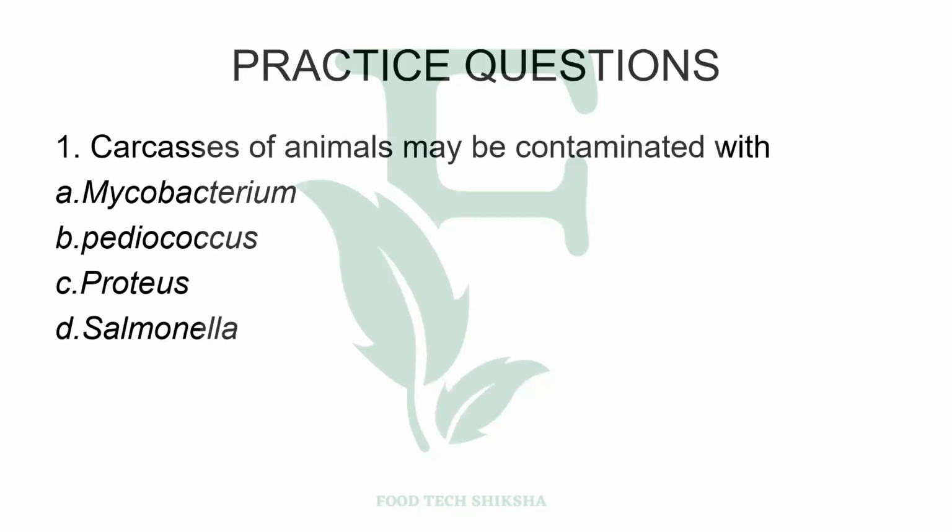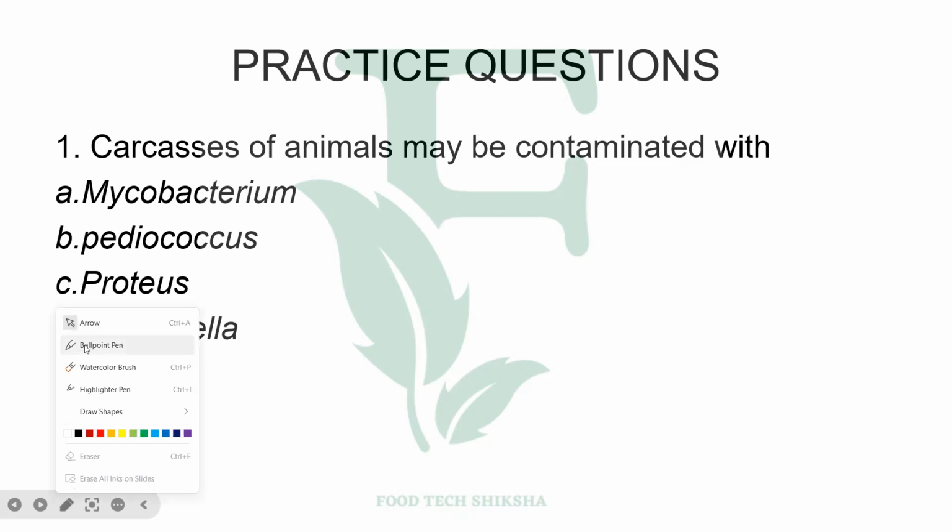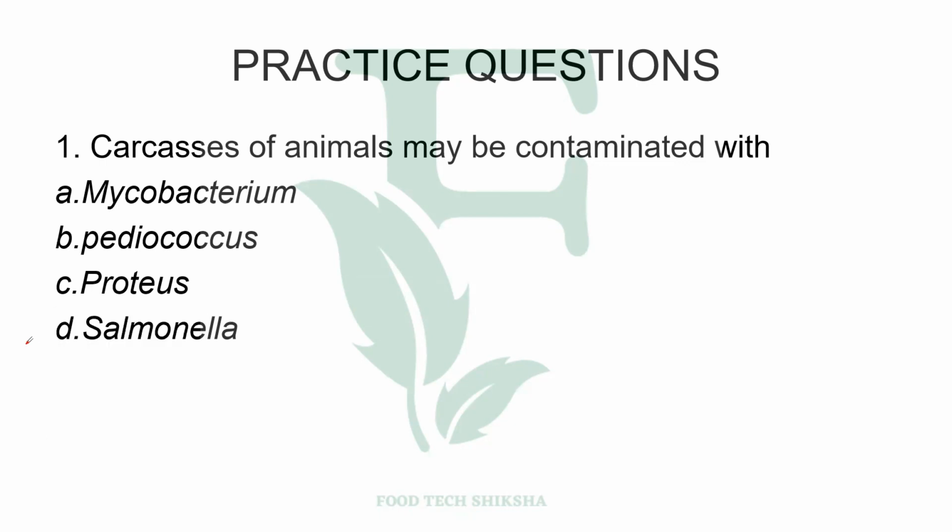Now, we'll be practicing some questions to revise whatever we have learned. The very first question is: the carcass of animals is mainly contaminated with what? The answer would be Salmonella.